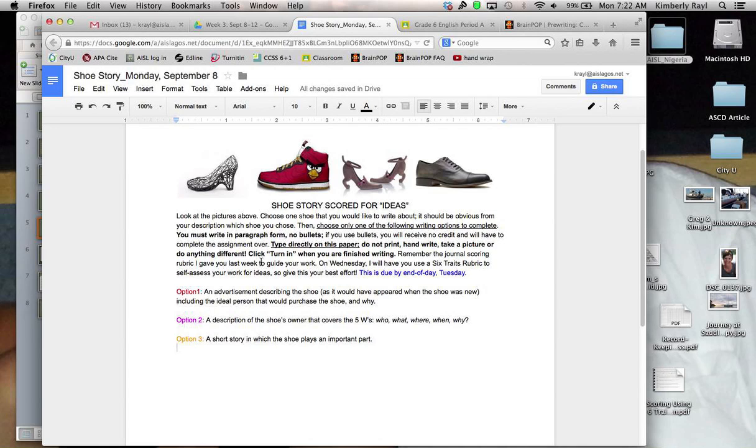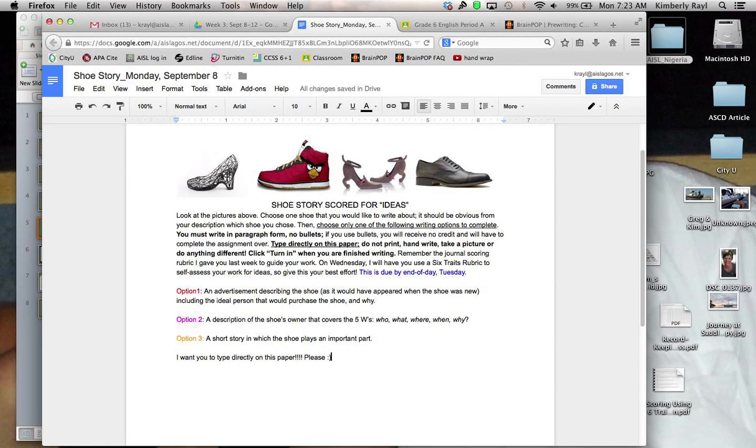So folks, you are writing out in paragraphs. Type directly on this paper. Do not print, handwrite, take a picture, or do anything different. Then you're going to click turn in when you're finished writing. All right, folks, so do not take a picture of your writing that you do and send it to me as a JPEG. I can't see it and I can't comment on it. If you do that, I'm going to give you no credit and tell you to do it over. So please type directly. I want you to type directly on this paper, please.